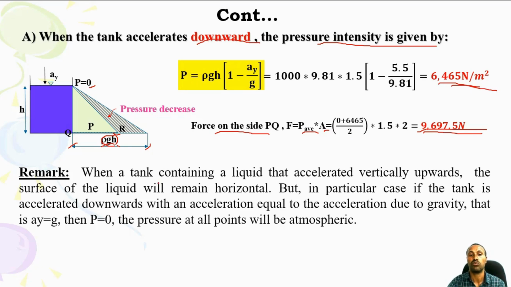So as a remark, when a tank containing a liquid is accelerated vertically upwards, the surface of the liquid will remain horizontal. But in the particular case where the tank is accelerated downwards with an acceleration equal to the acceleration due to gravity, which is g, then a y equals g, and p will be 0. The pressure at all points will be atmospheric if the acceleration is equal to the acceleration due to gravity.